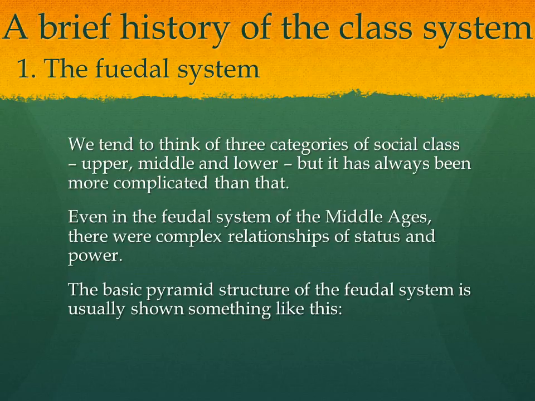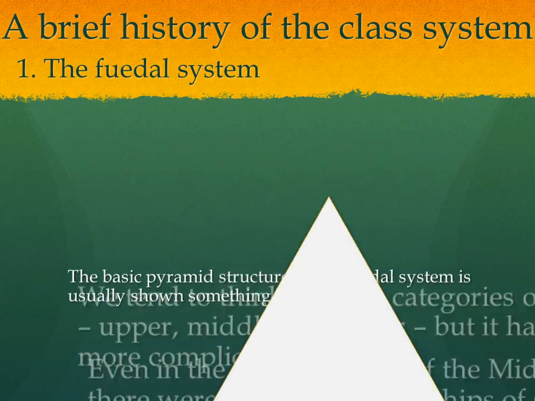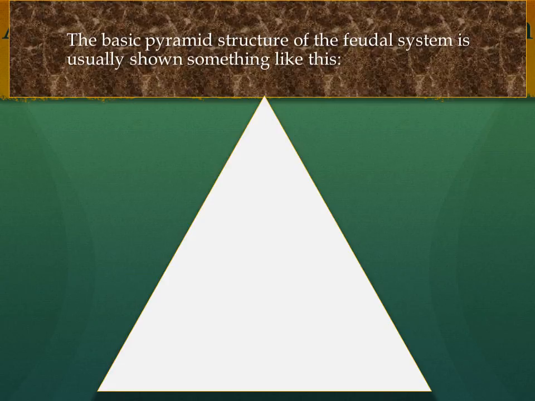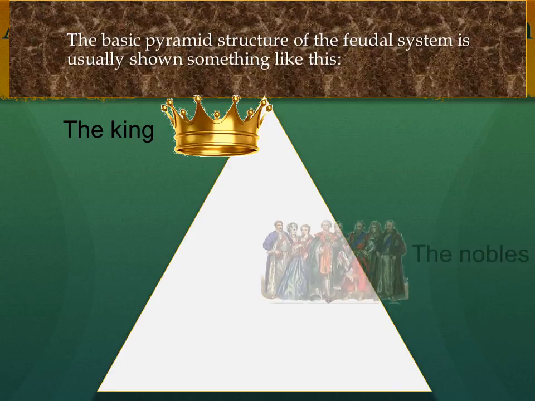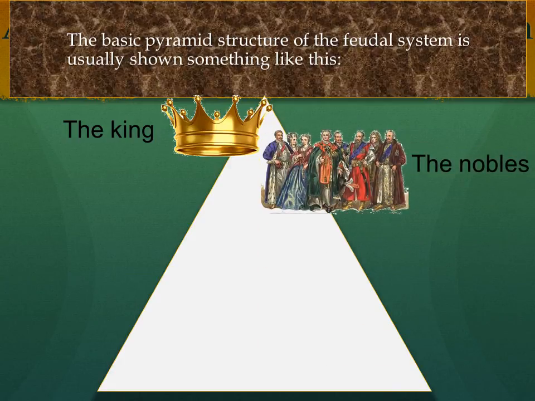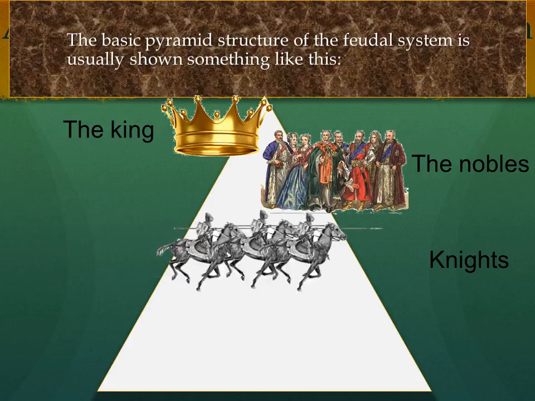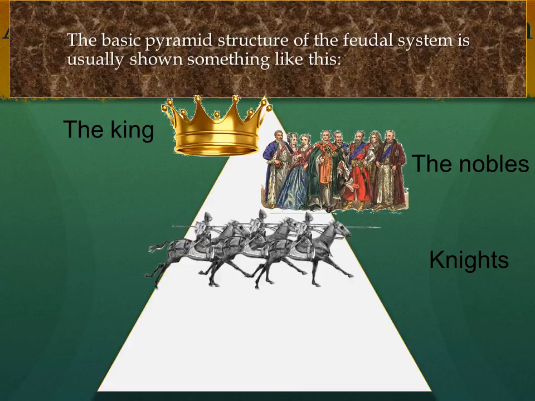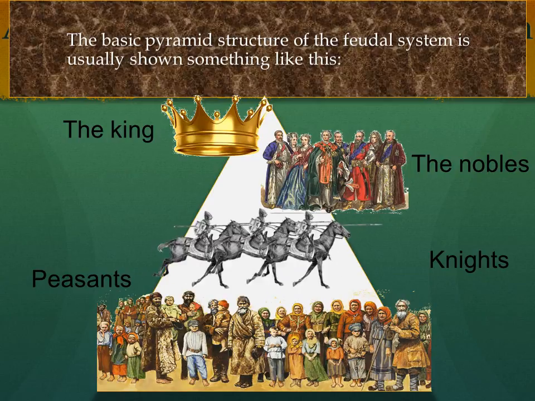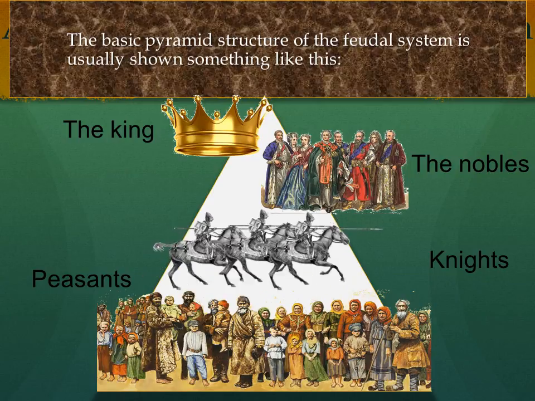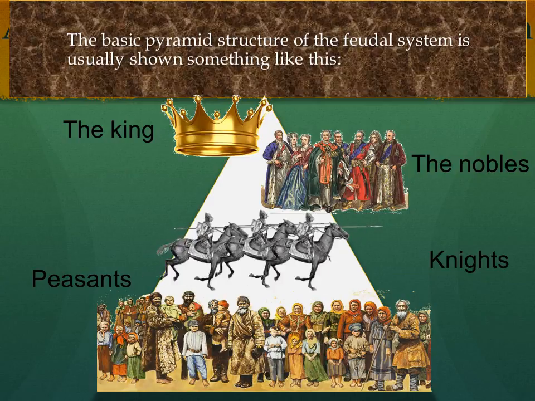Usually, if you Google for the feudal system, you'll see a kind of pyramid coming up, something like this. And of course, social class structures are usually pyramid structures, hierarchies of power. And at the top, you've got the king. And under the king, you've got the nobles. And then protecting the nobles and fighting for the king, you've got the knights, the warrior class. And then you've got the ordinary people, peasants or serfs. So that's what we usually think of.